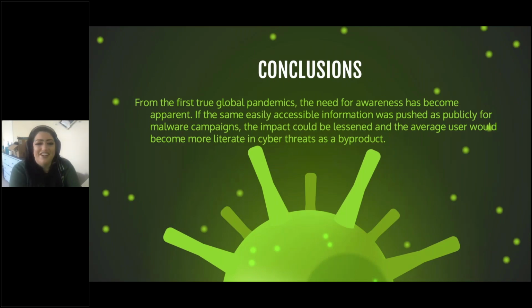So my conclusions here: from the first two global pandemics, the need for awareness has become apparent. If the same easily accessible information was pushed as publicly for malware campaigns, the impact could be lessened and the average user would become more literate in cyber threats as a byproduct.